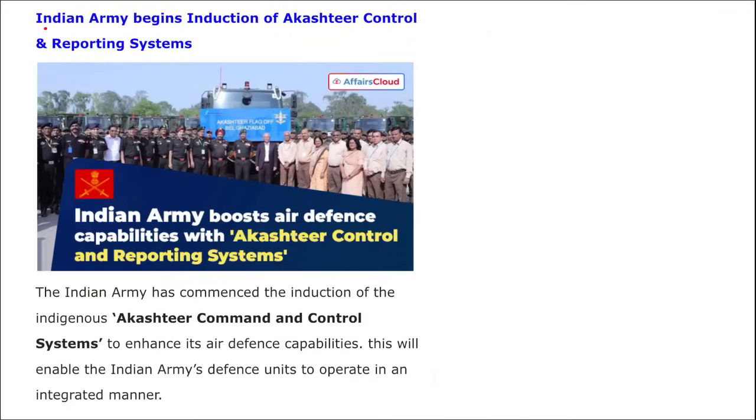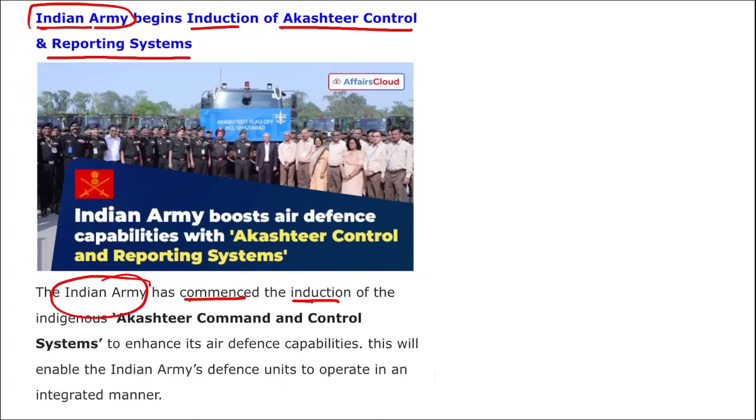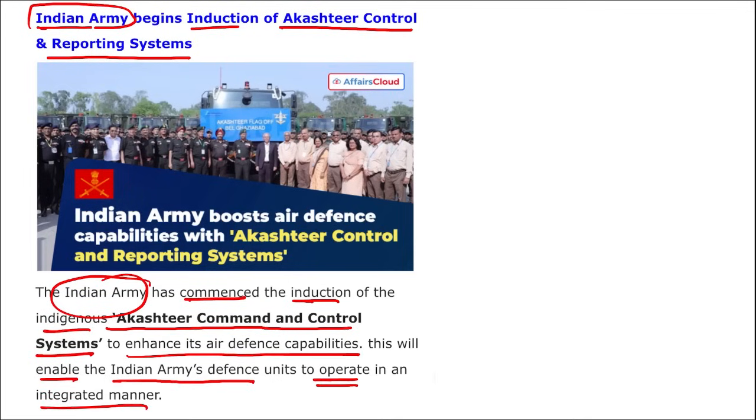Moving on. Next is Indian Army. They began their induction of the Akshatir Control and Reporting System. I repeat, the Indian Army has commenced the induction of the indigenous Akshatir Command and Control Systems to enhance air defense capabilities. This will enable the Indian Army's air defense unit to operate in an integrated manner.